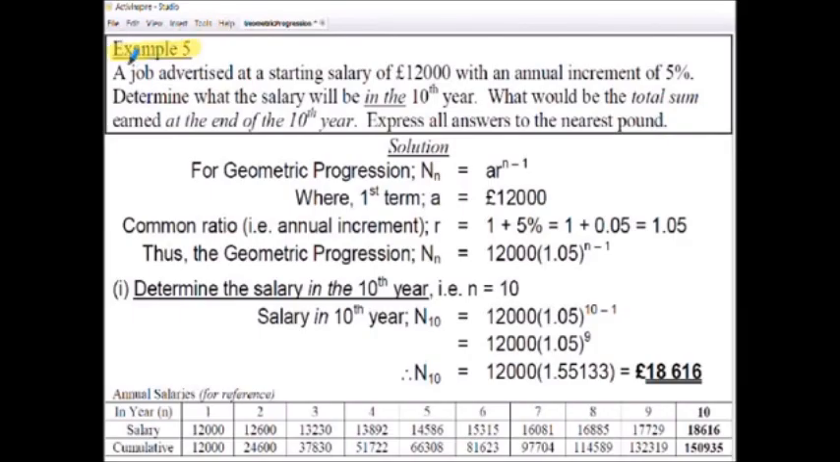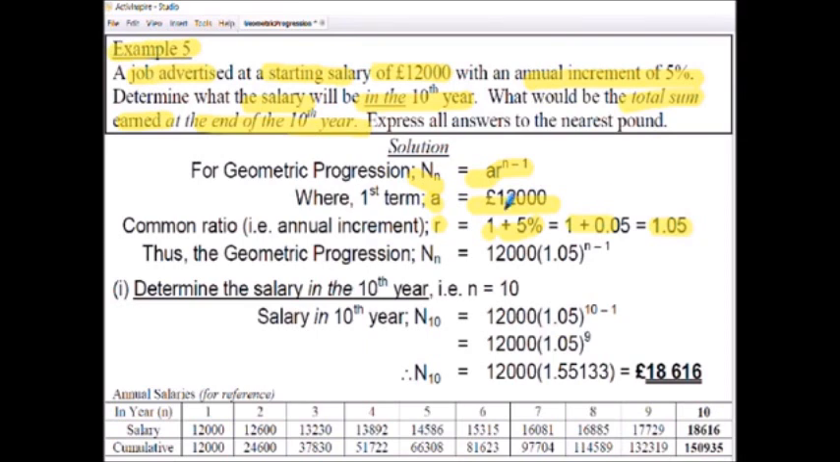Example 5. A job is advertised with a starting salary of £12,000 per year and an annual increment of 5%. We've got to find out what the salary will be in the 10th year and what would be the total sum earned by the end of the 10th year. So, first part of the question, we're going to use the Tn equals a r to the n minus 1 formula. We know that the first term in this series, a, is the starting salary, that's £12,000, and the r ratio here will be 1 plus the 5%, the annual increment, which is 1 plus 0.05 or 1.05. So the r value is 1.05.